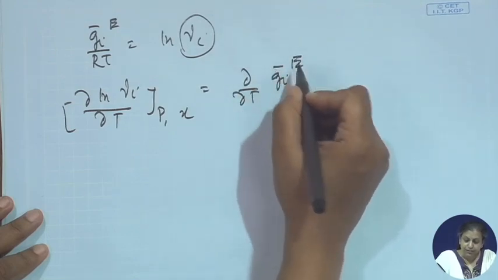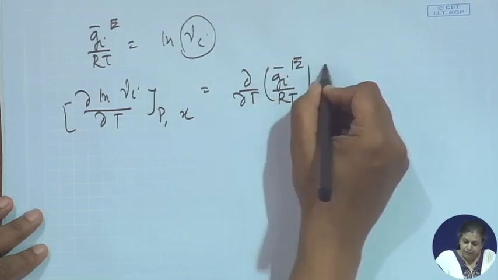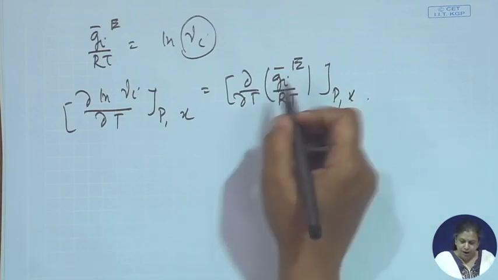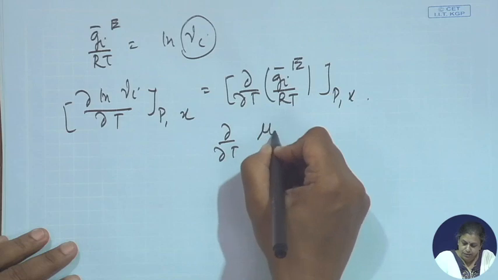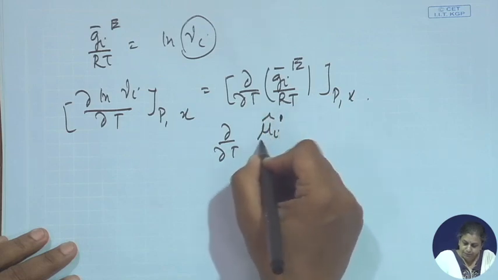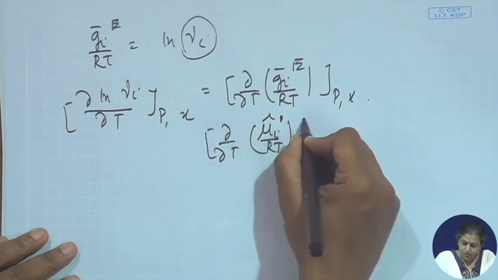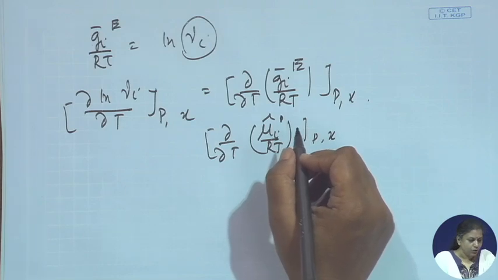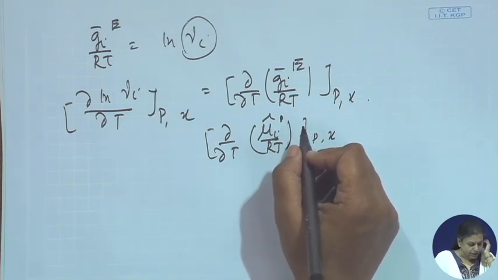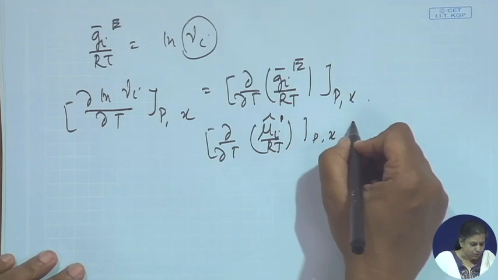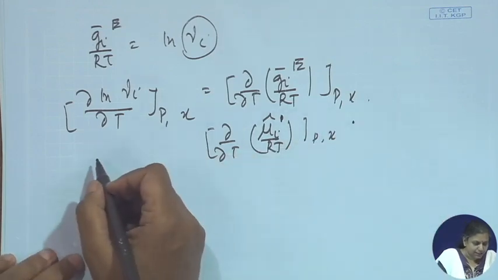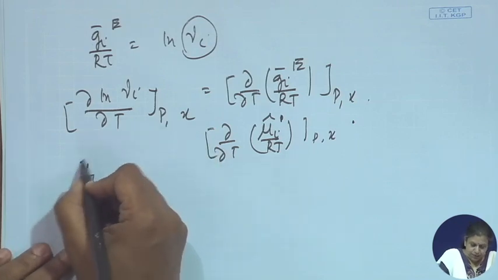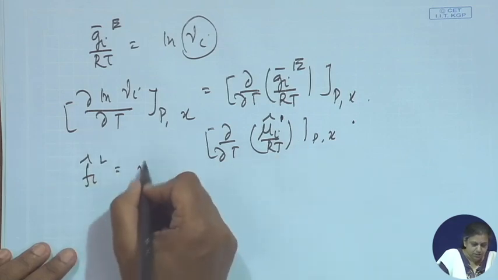Please do not forget, there are three things which have to be mentioned: constant P and X. And what is this Gi bar E? This is nothing but equal to ∂/∂T of (μi^E by RT) at constant P and X. We can write it down in this particular way. So, from here what do we get? We can start in a slightly different way, which will be easier for you to understand. Let us start from the basics.